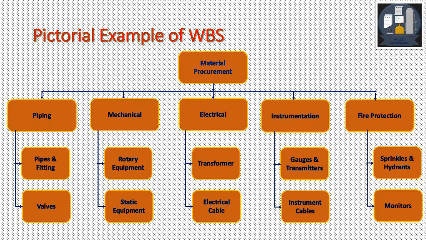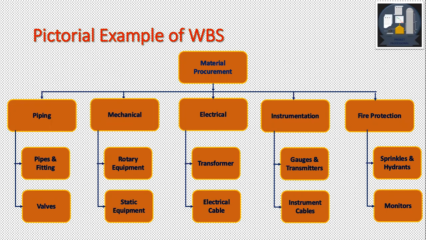Pictorial example of the WBS for the material procurement. Under material procurement, we may have the next level, maybe the piping, mechanical, electrical, instrumentation, fire protection, and so on. Within piping, we may have like pipes and fittings, valves. Then we can have different types of pipes and fittings, different types of valves. We can do that for them.